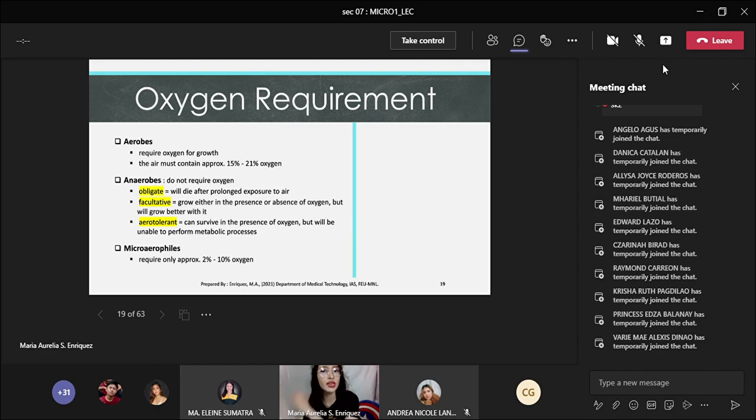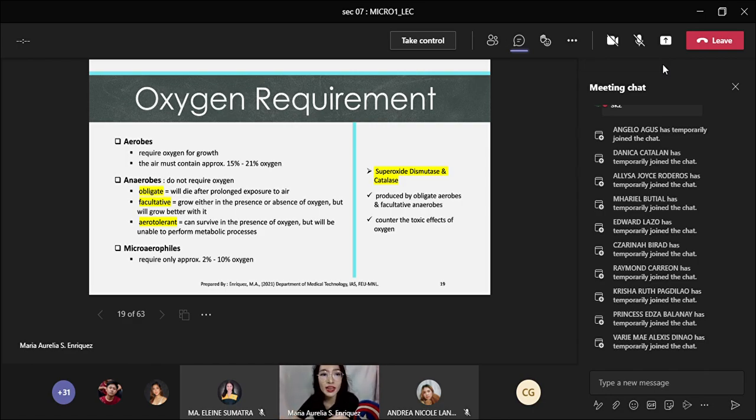So now our question would be, ano nga ba ang meron sa mga aerobes at bakit po yung mga obligate anaerobes mamamatay sila agad in the presence of oxygen? So this is because aerobes are able to produce the enzymes catalase and superoxide dismutase. So catalase and superoxide dismutase are produced by obligate aerobes and also facultative anaerobes. And these enzymes are protective to the bacteria because they could counter the toxic effects of oxygen and its reactive oxygen species.